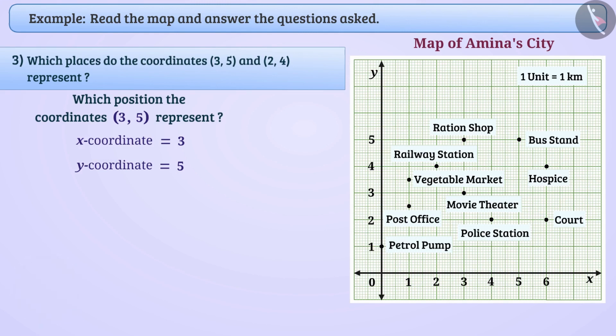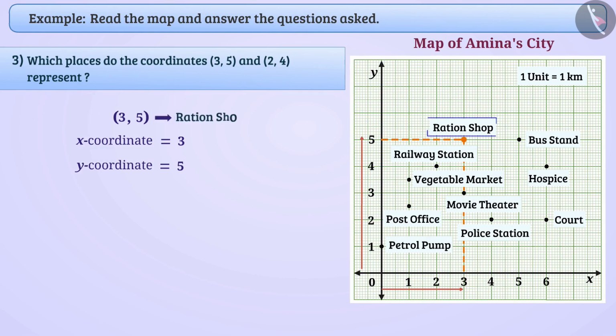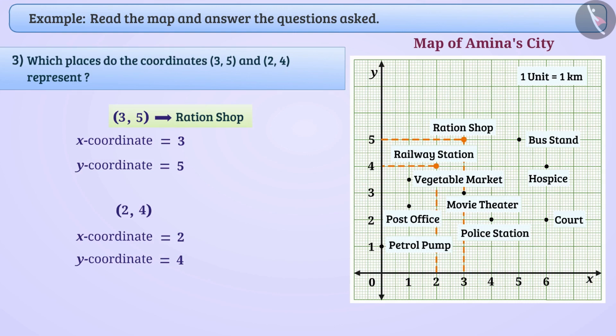Let me tell you, the x-coordinate 3 tells us that we have to move 3 units along the x-axis, that is 3 kilometers here. Similarly, y-coordinate 5 tells us to move 5 kilometers along the y-axis. In this way, the coordinates (3, 5) tell us the location of a ration shop. Similarly, in the coordinates (2, 4), 2 is the x-coordinate and 4 is the y-coordinate. Coordinates (2, 4) represent the railway station.